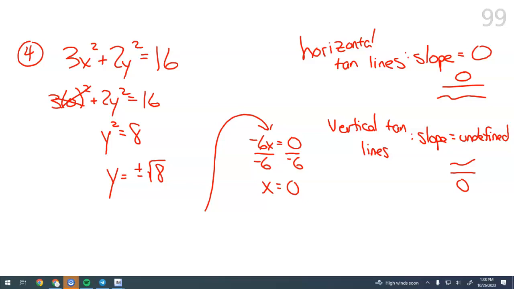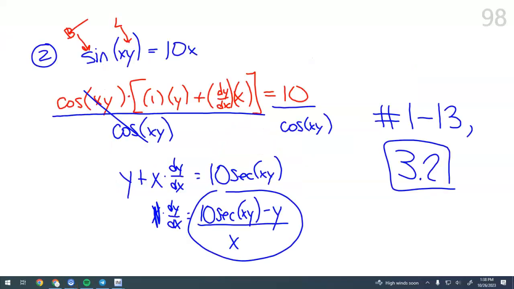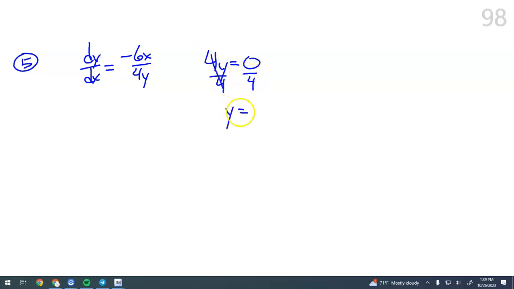Let's do 5 because it's fairly similar, just opposite. 5's asking for vertical tangent lines. Oh, it's the same equation. So the derivative was negative 6x over 4y. If I'm looking for vertical tangent lines, do I want to set the top equal 0 or the bottom? Bottom. So 4y equals 0. Divide by 4. That'll give me y equals 0.